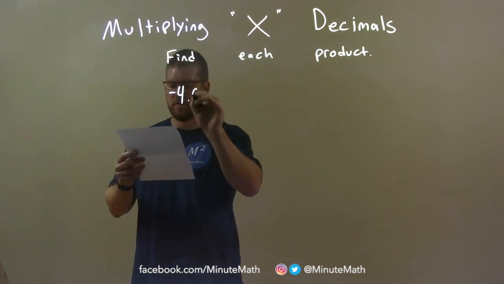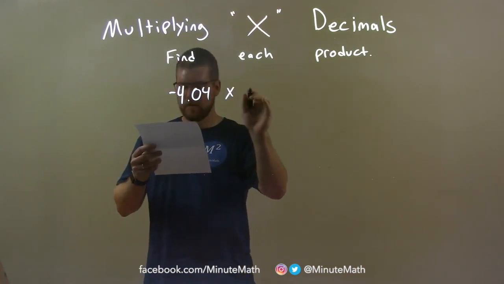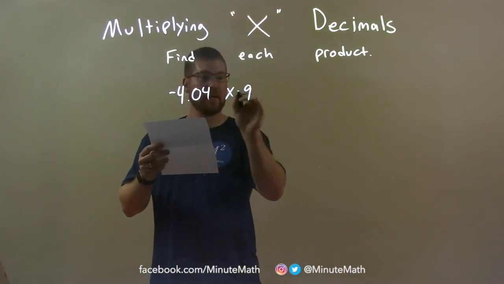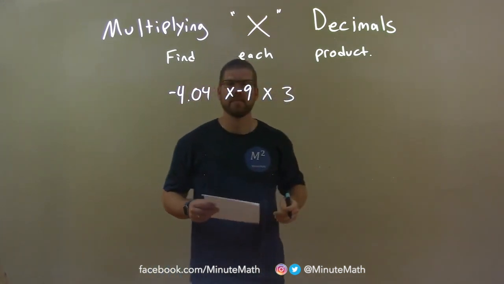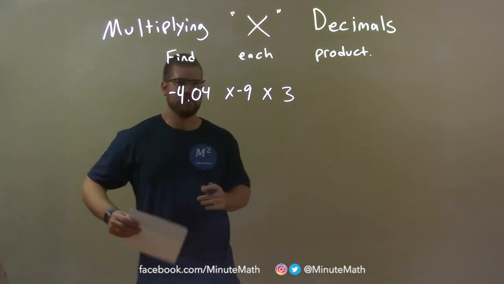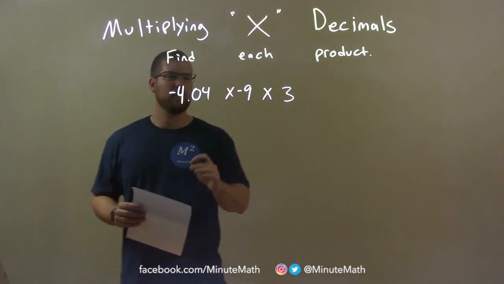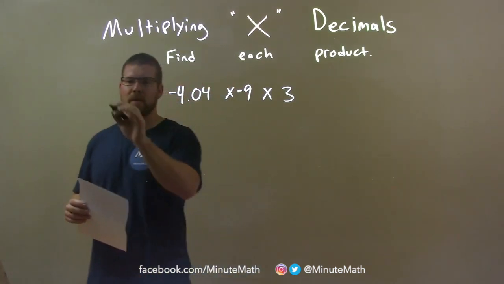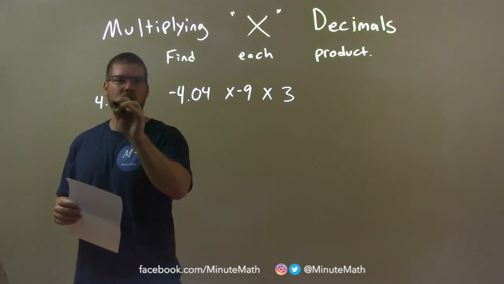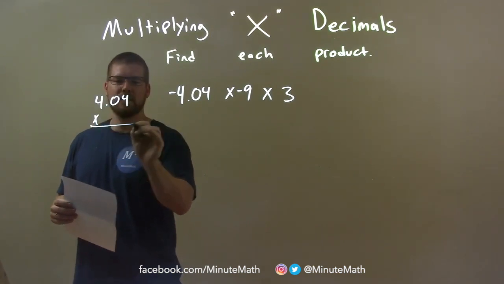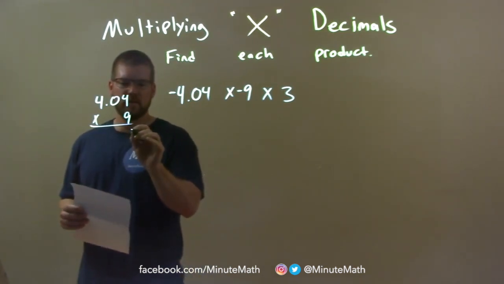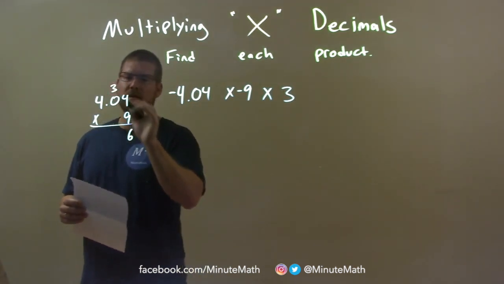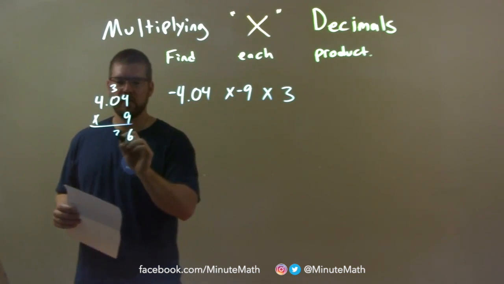Negative 4.04 times negative 9, excuse me, times 3. Okay? So let's multiply it left to right here. Negative 4.04 times negative 9. Well, I'm going to ignore the negatives for right now. 4.04 times 9. Okay? 9 times 4 is 36. 6, carry the 3. 9 times 0 is 0, plus 3 is 3.